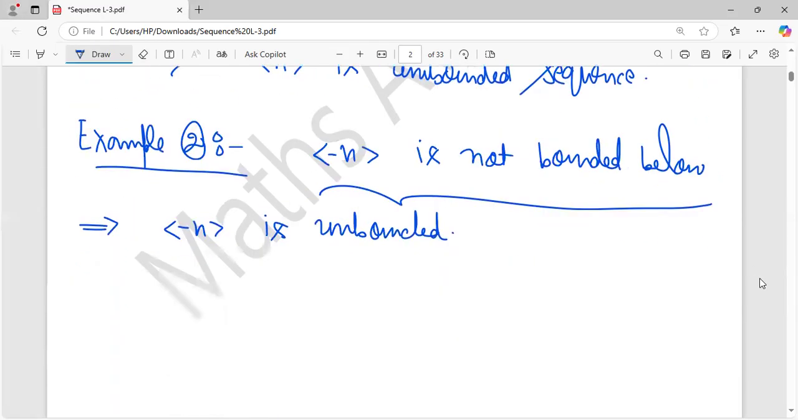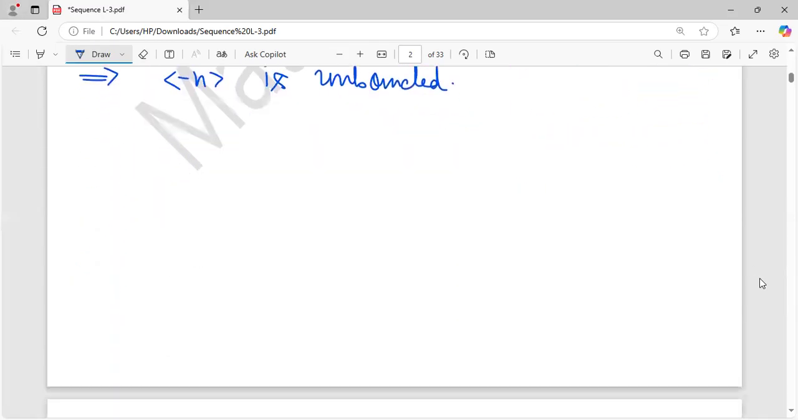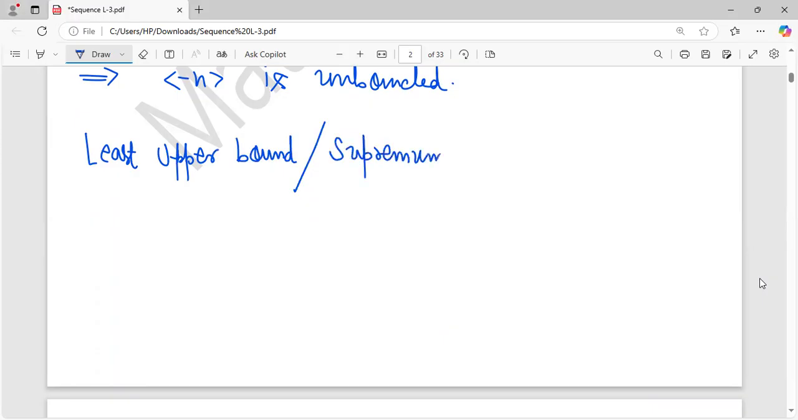Now we move to define a new concept, the least upper bound, or you can say the supremum. Least upper bound, second name is supremum. Supremum and least upper bound both have the same meaning.